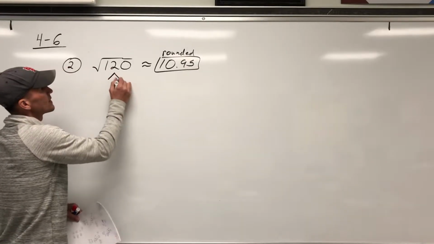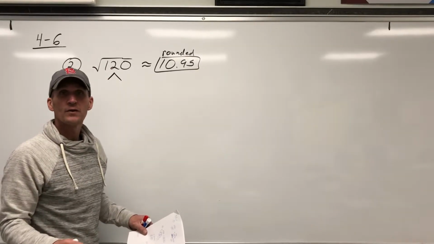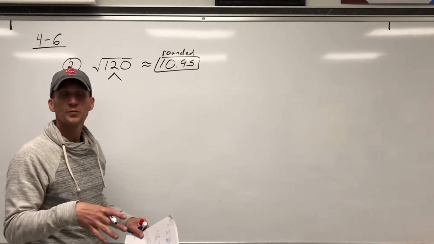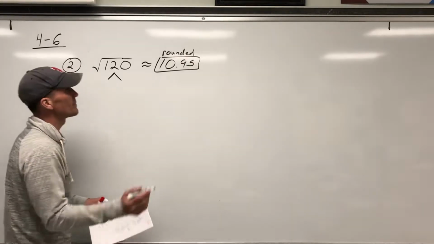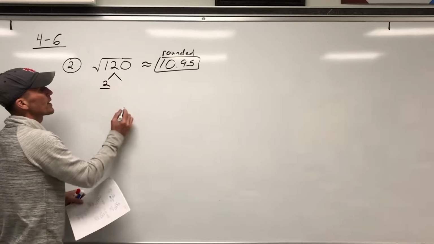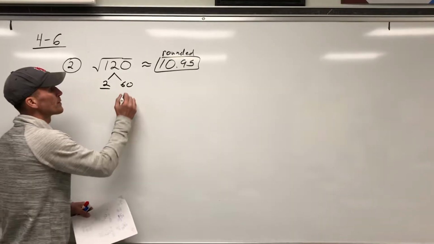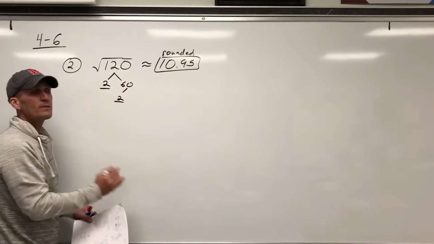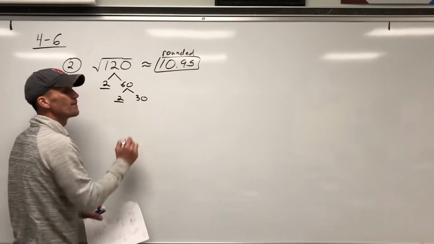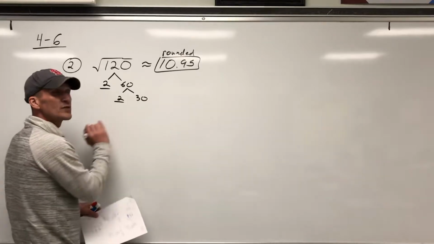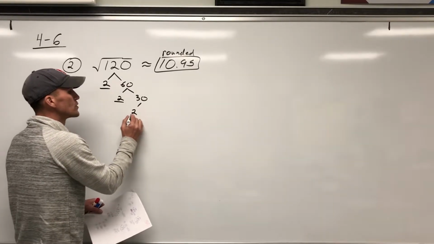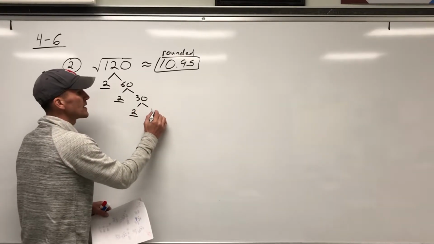So you guys, there is more than one way to break up 120, but I always use the smallest prime number. Since it's even, I'll divide it by 2. 2 is a prime number times 60. 60 is an even number. So 2 is a prime number times 30. 30 is an even number, so it's divisible by 2. 2 is a prime number times 15.